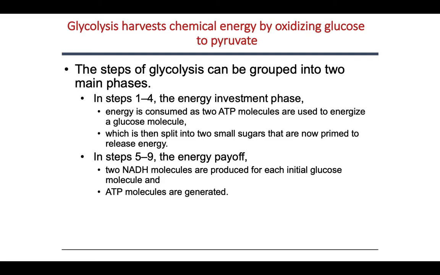The steps of glycolysis can be grouped into two main phases. In steps 1 to 4, or the energy investment phase, energy is consumed as 2 ATP molecules are used to energize a glucose molecule, which is then split into two small sugars that are now primed to release energy. We can see in this process that it invested the ATP in order to fuel the succeeding process. Therefore, no net ATP is gained in this process as it will be reduced.